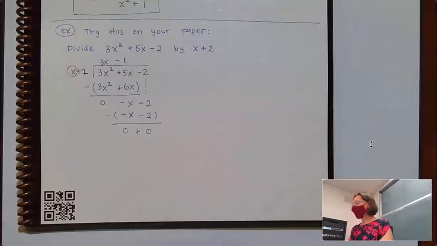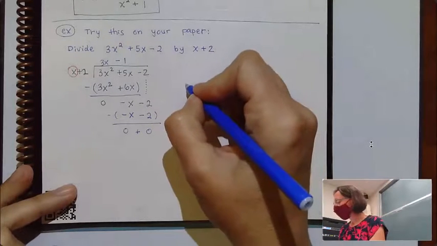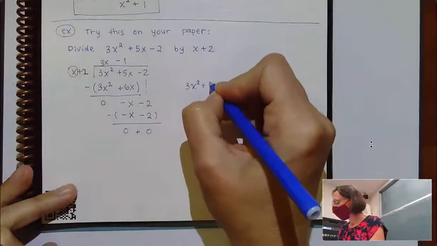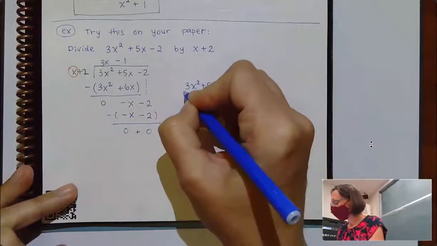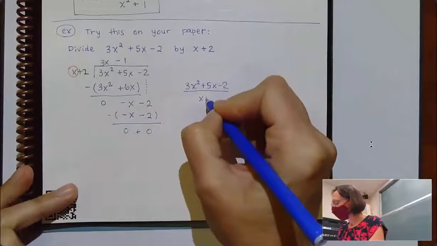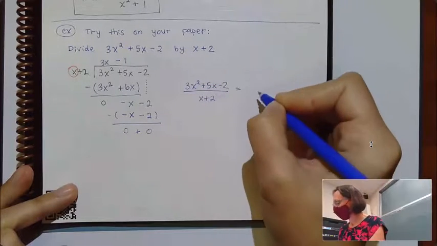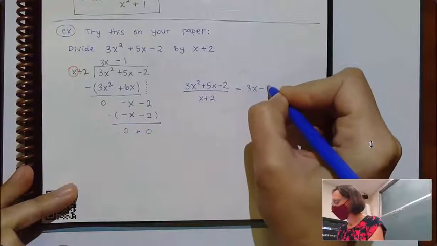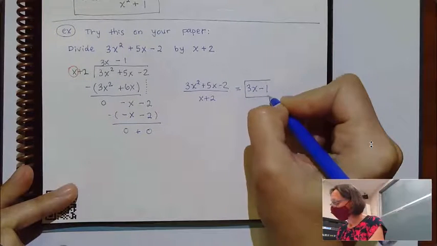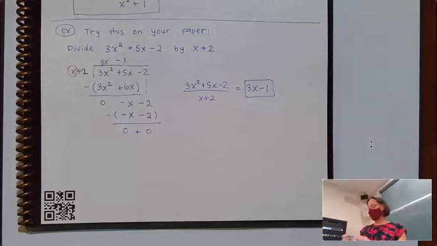If you get 0, that means there is no remainder. It means that we would just say that 3x squared plus 5x minus 2 divided by x plus 2 is equal to 3x minus 1. And that would be your answer. The answer you would report out is 3x minus 1.